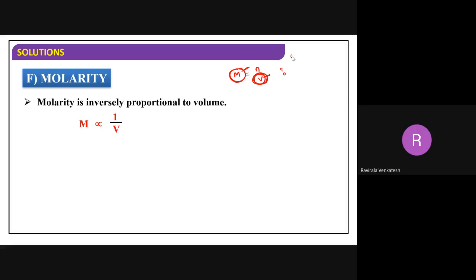Yes, sir. What is the relation, beta? What type of relation is there between molarity and volume? No, sir, when molarity increases, volume decreases. What relation do we have to call it? Is it inversely or directly proportional?